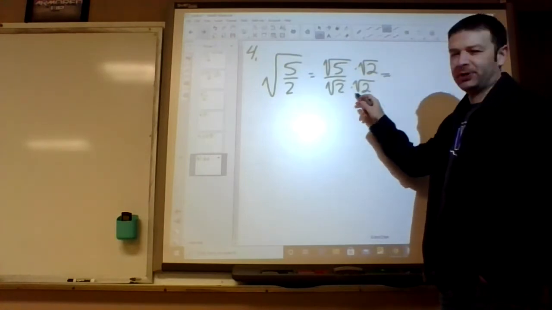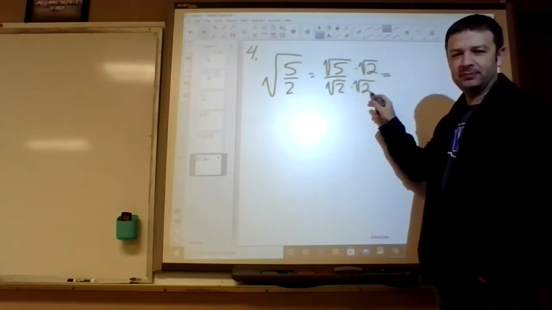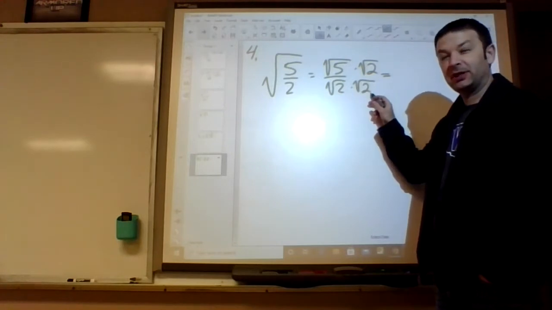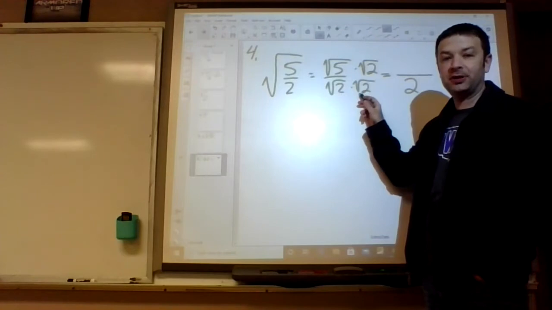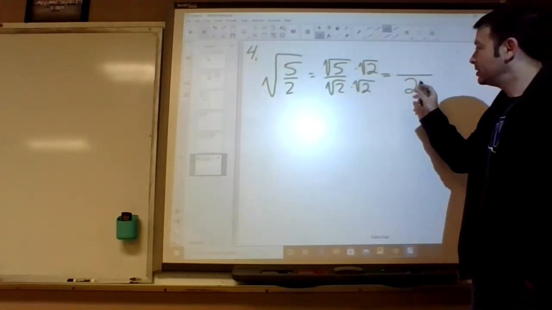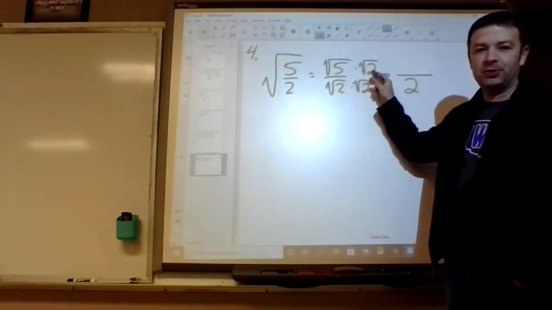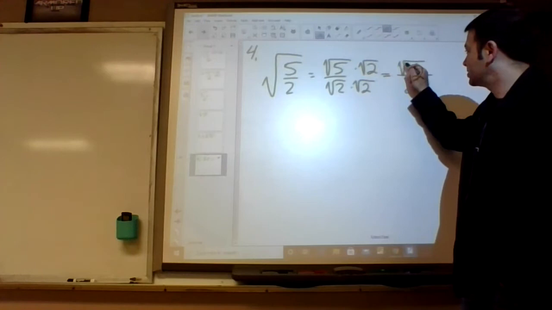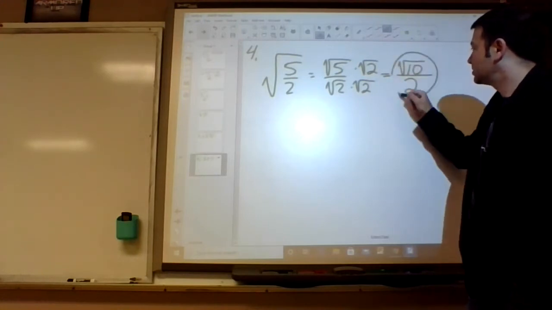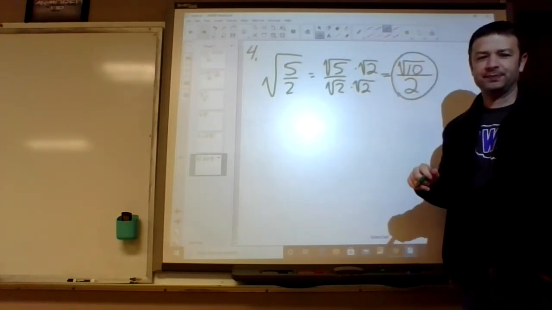So what's the bottom going to become? Some might say square root of 4, but that's just actually a normal 2, right? Square root times itself becomes a normal number. The top, since they are both square roots, you can actually multiply those together and simplify that. Square root of 5 times square root of 2 is square root of 10. So that would be number 4.